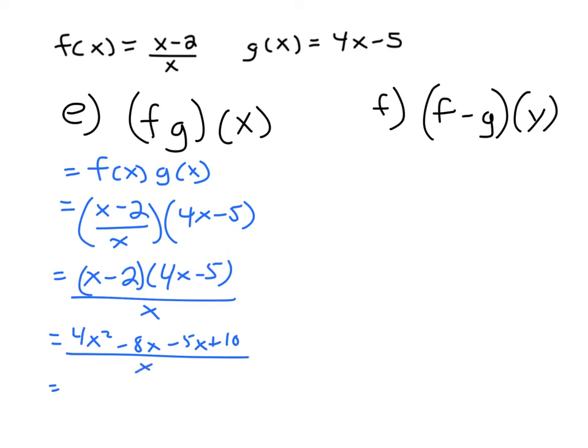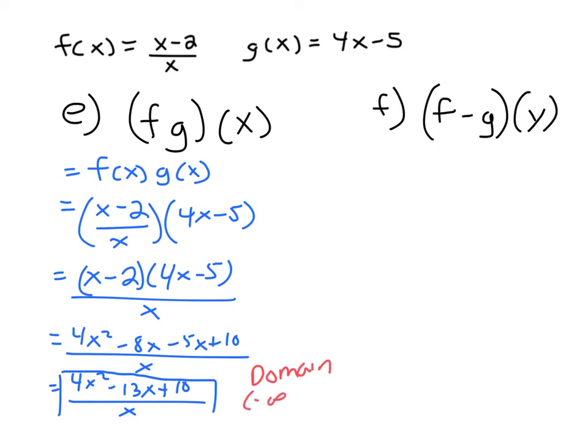Now we can simplify this one more time. So 4x squared minus 13x plus 10, all over x. There would be your answer. If you were asked to find the domain of this, basically x can be everything except 0, because the bottom of a fraction can't equal 0. So the domain would be negative infinity to 0, 0 to infinity.